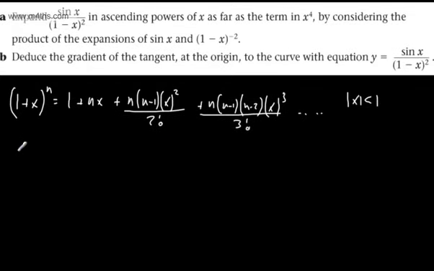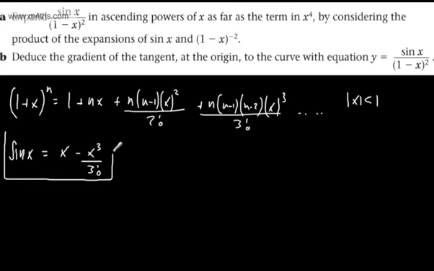So just consider first the Maclaurin expansion of sin x. We're interested in terms up to x to the fourth. So the first two terms of the Maclaurin expansion of sin x are x minus x cubed over 3 factorial. The next one is going to give me x to the fifth, and that's going to be no good.